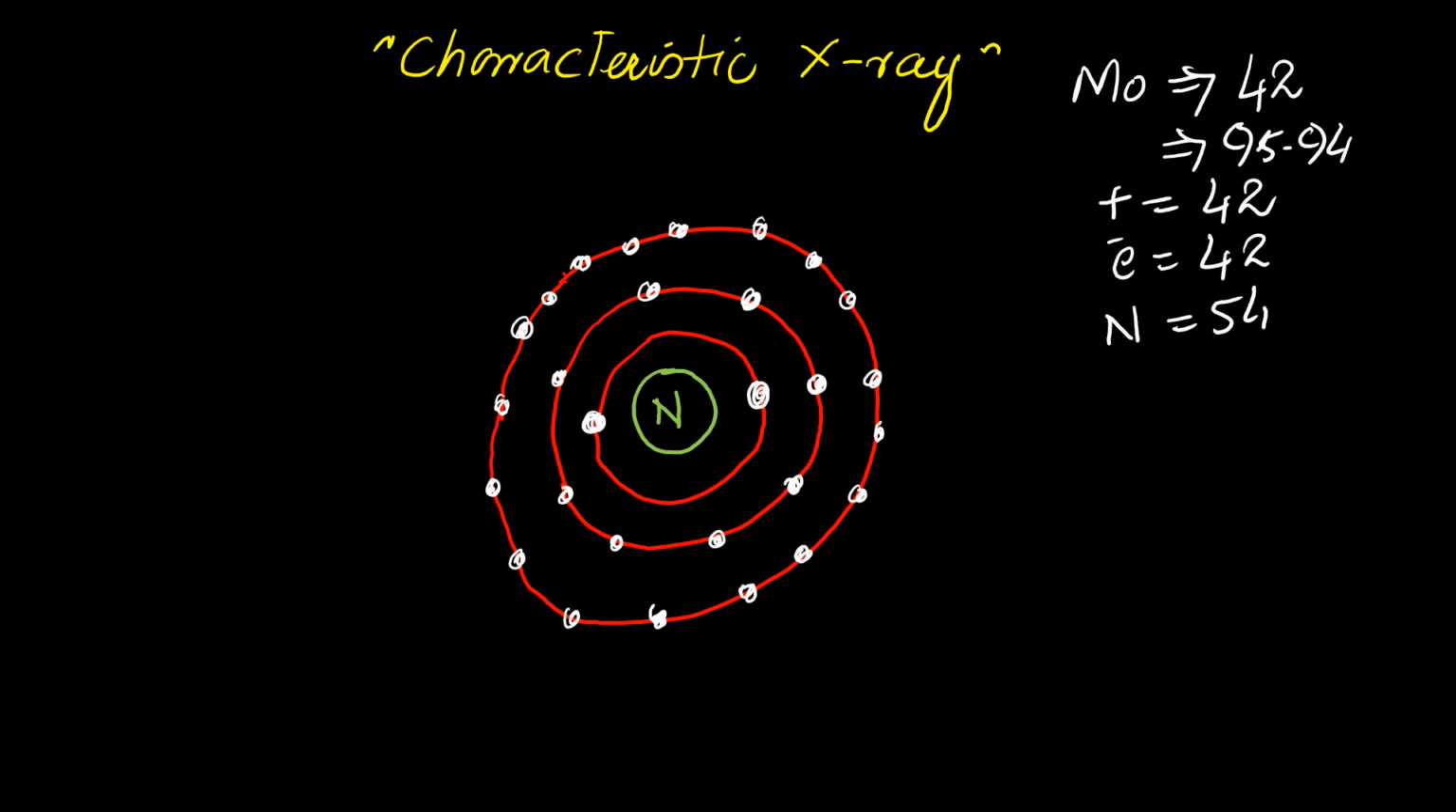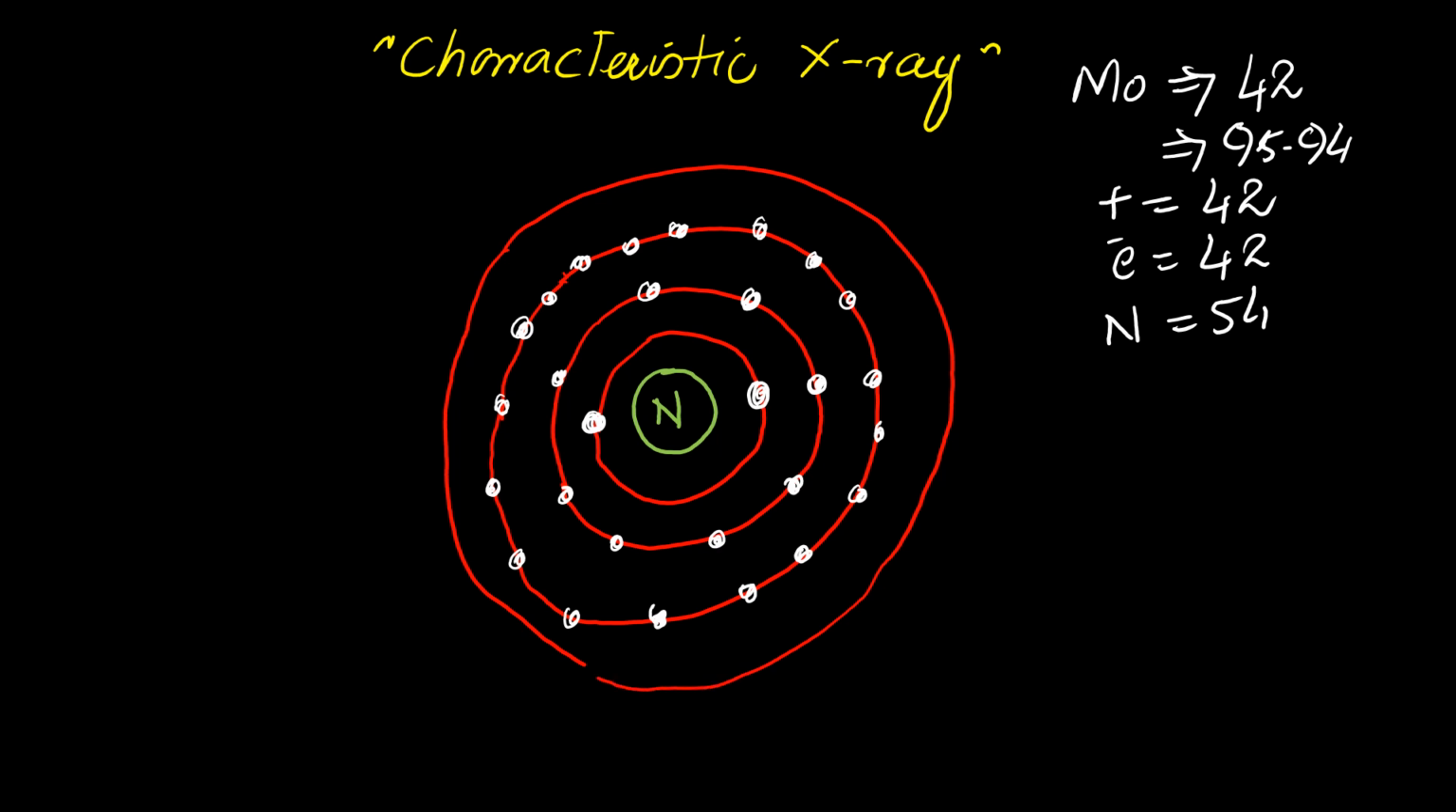And the fourth energy level around the molybdenum atom, this is the fourth energy level around the molybdenum atom, which is basically the O shell, and it has 13 electrons. So we can draw them as 1, 2, 3, 4, 5, 6, 7, 8, 9, 10, 11, 12, and 13. Whereas the fifth and last energy level around the molybdenum atom is this.